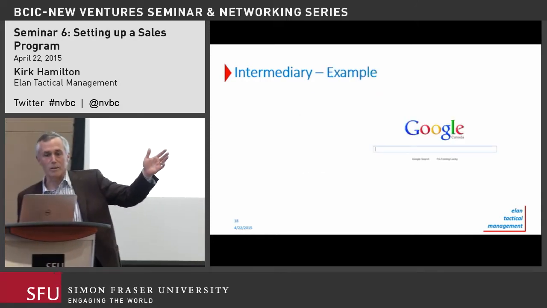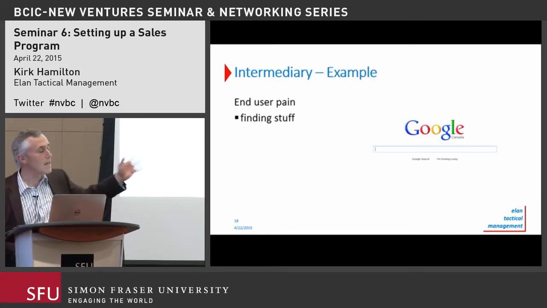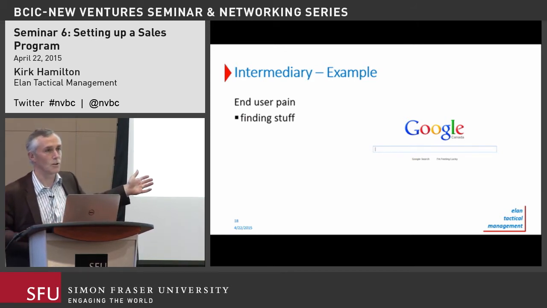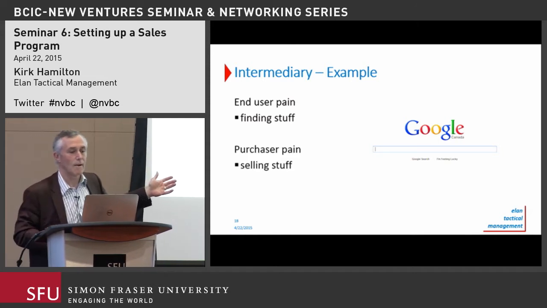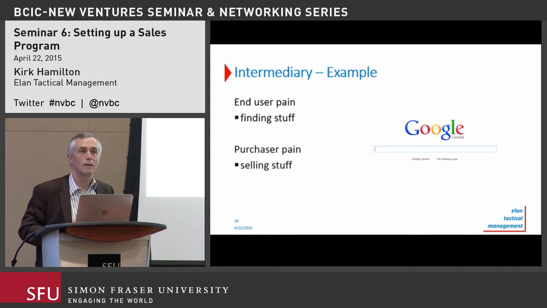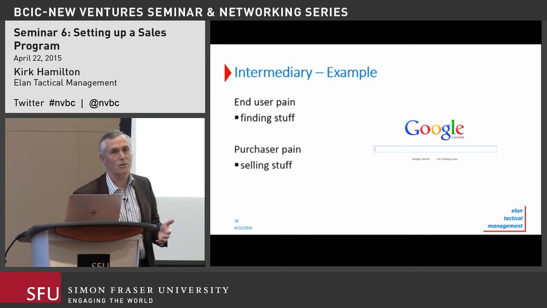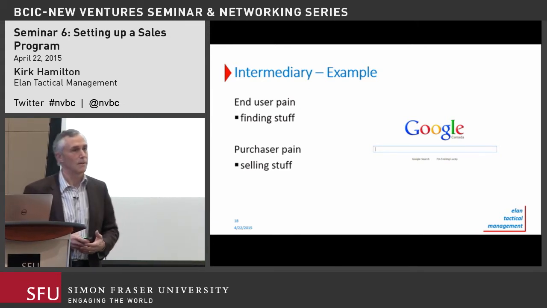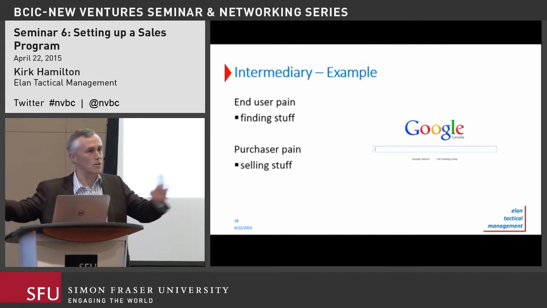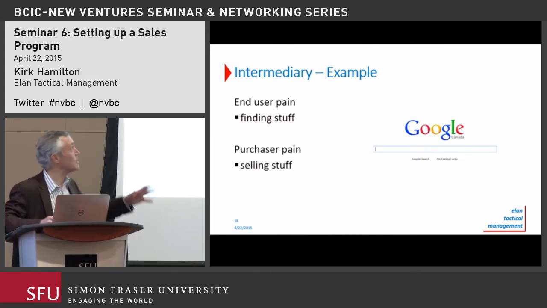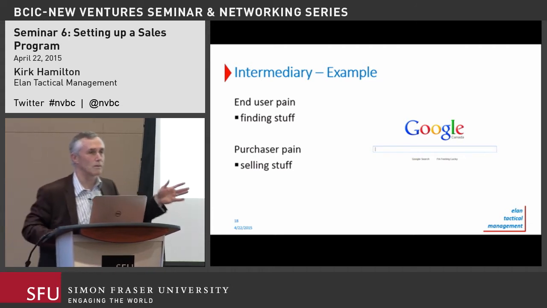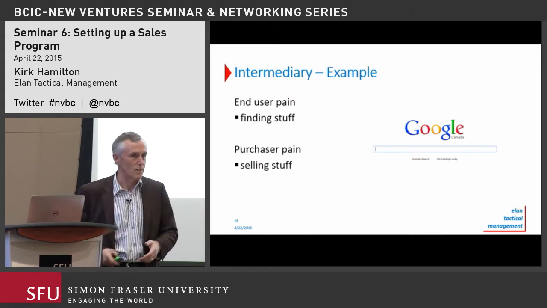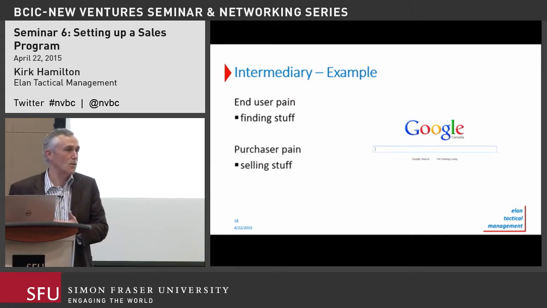Let's look at an example. We have Google. The end user pain is they're trying to find stuff. They're searching. The purchaser pain, the one who's actually paying and supporting Google, the people who are advertising, is they're trying to sell stuff. Very different value propositions. So that isn't a business model that was created by Google. It's exactly the same business model that newspapers have used for centuries. Google's just doing it electronically.